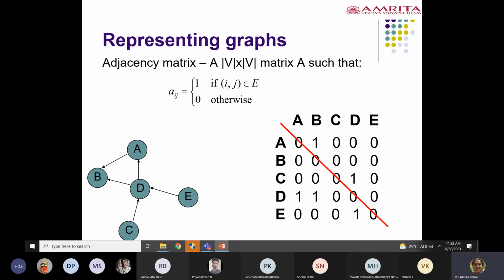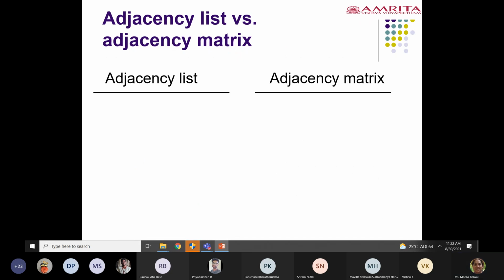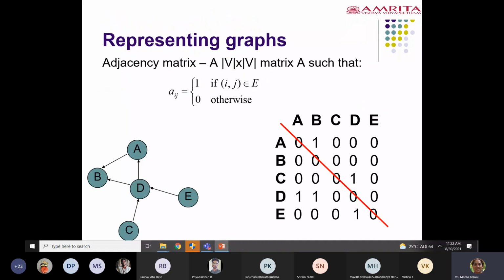Simple. These problems can be solved by just taking a simple example and doing it. Right? That's about adjacency matrix. So we just want to summarize adjacency list and adjacency matrix. Both have their own advantages and disadvantages. All of you must be knowing that.